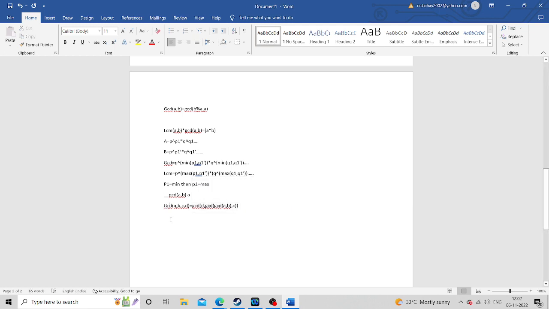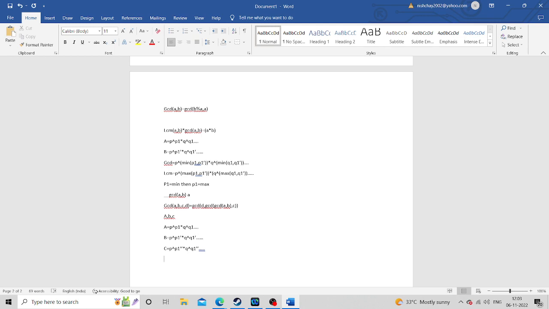Now the question comes: why is it true? In order to prove it, let's say we'll prove it for three numbers A, B, C, and we can generalize. So if you write A and B in prime numbers form, and we again have C to be P to the power P1 double dash times Q to the power Q1 double dash and so on.